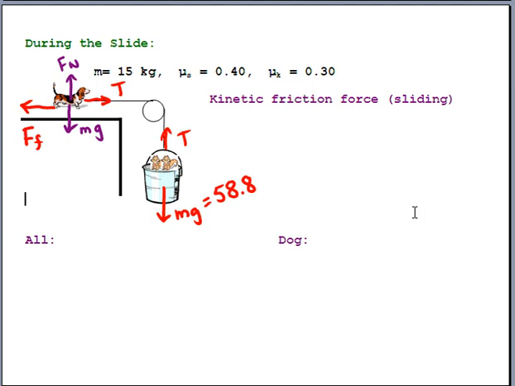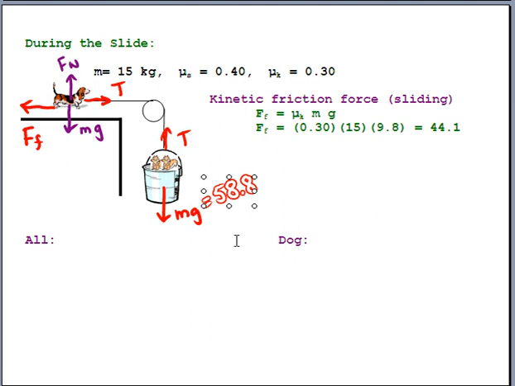We have 58.8 for the weight of the squirrels. And now let's go and figure out what's going on with every other part of this problem. All right, sliding friction. This equation always works for sliding, and yeah, it's 44. So that's too bad, but this friction force right here, it was scaling up to 58.8, and then instantly, as soon as the dog slides, it goes, I'm sorry, and it drops to 44.1. That's not good, because there's still 58.8 from these squirrels. So that's going to cause some acceleration here.